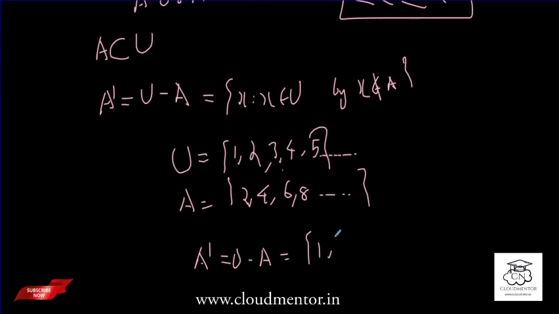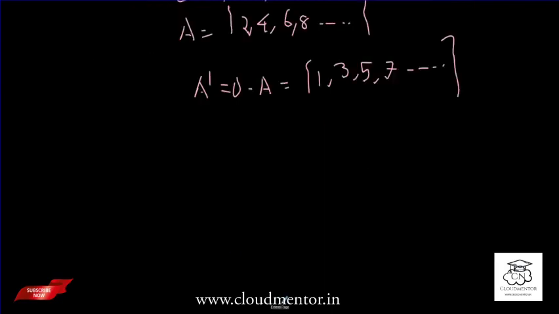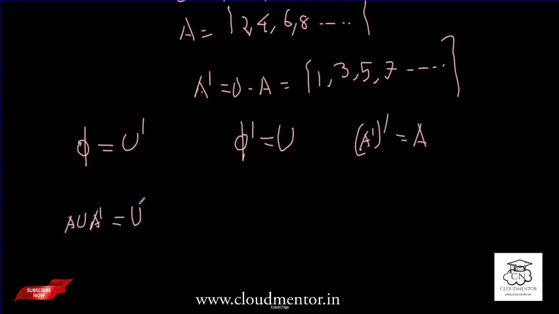Here we have to note some points. The null set is equal to U complement; that is, the complement of the universal set is the empty set. Second, the complement of the null set is equal to U, the universal set. The complement of A complement is equal to A. A union A complement is equal to U, and A intersection A complement is equal to the null set, because there are no common elements for A and A complement.